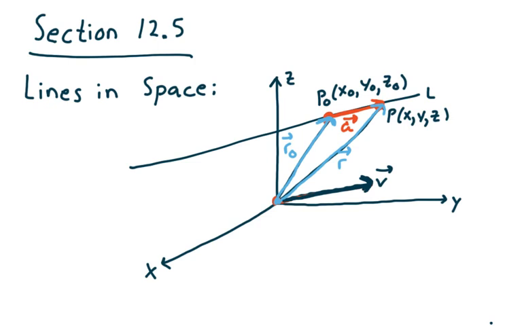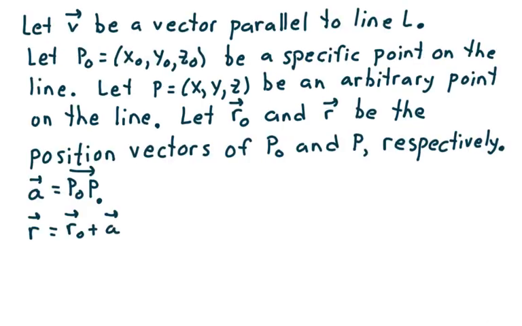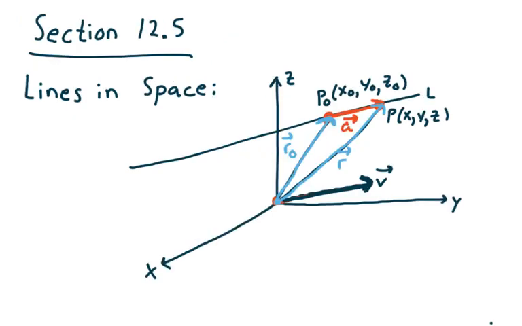All right? Now, let's go back. A is going to be the vector P naught P. So the initial point is P naught and the terminal point is P. So that's highlighted in red. Okay, so that's right here. So we have the vector A.